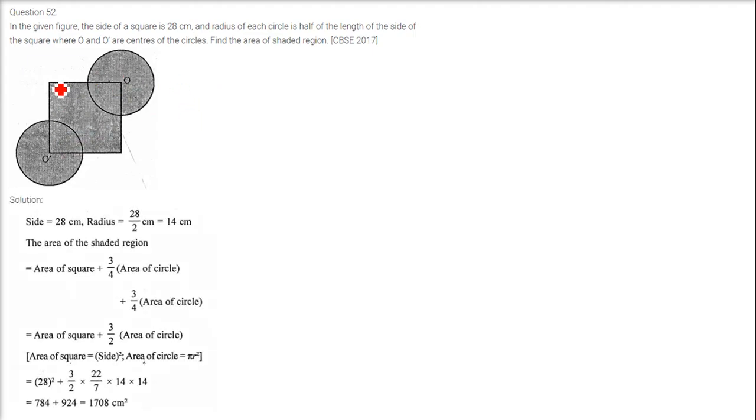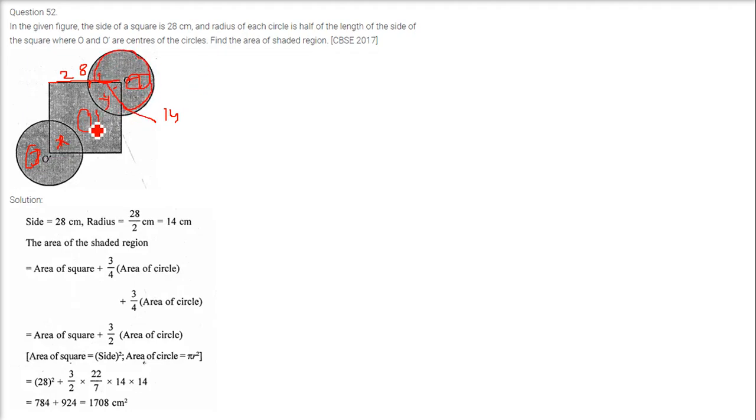So here the side is given as 28. Since this is 28, what will be the radius? It will be 28 by 2, which is 14. What we have to do is add the area of the first region, second region and third region. But this area, say X and Y, which is the quarter quadrant, will be added twice. So we just have to take 3/4 of this quarter.